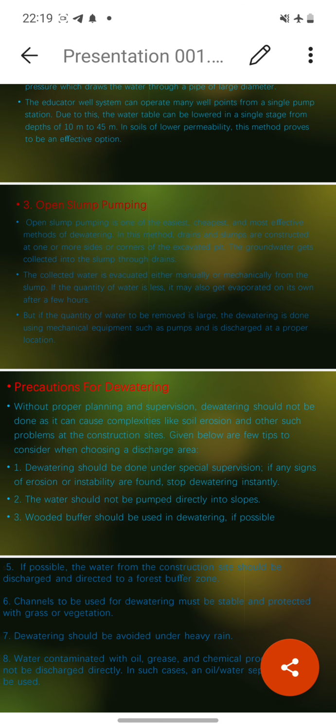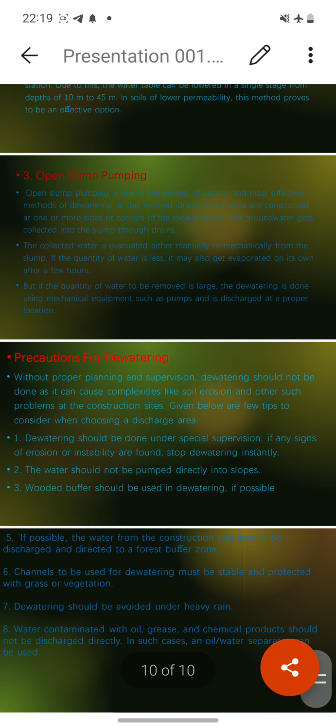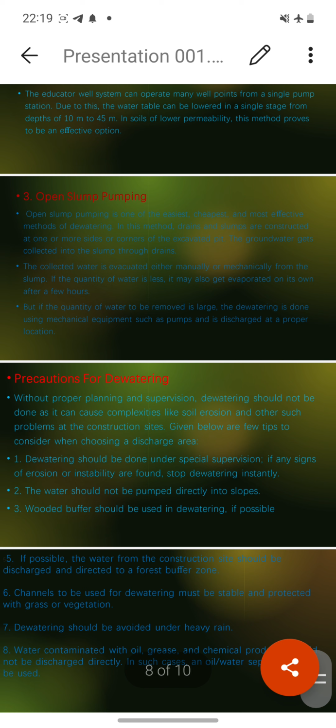The water should not be pumped directly onto slopes. Wooded buffers should not be cleared if possible. If possible, water from the construction site should be discharged and directed to the forest buffer zone. Channels used for dewatering must be stable and protected with grass or vegetation. Dewatering should be avoided under heavy rain.